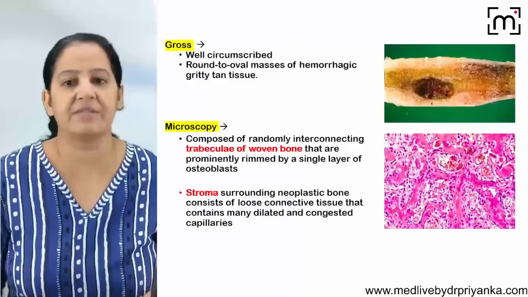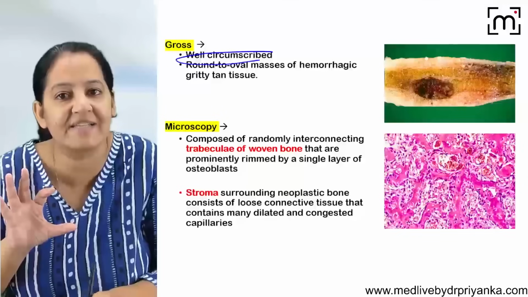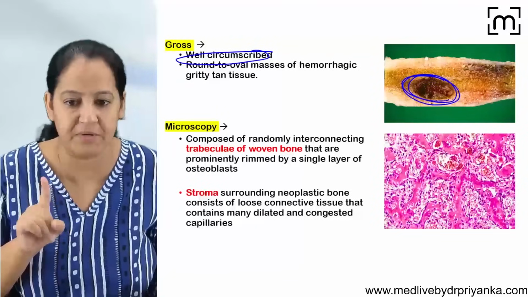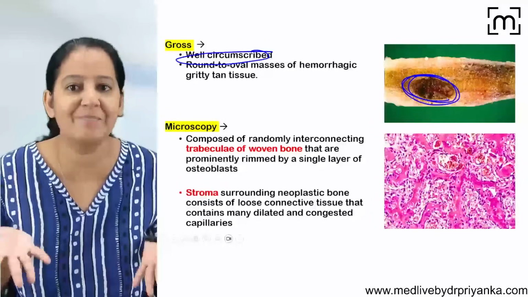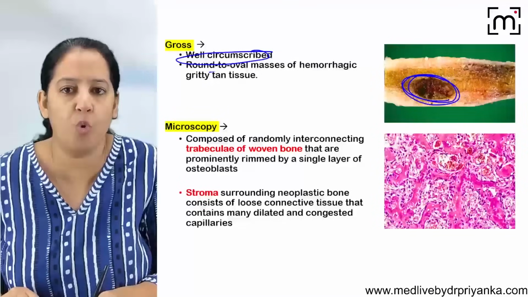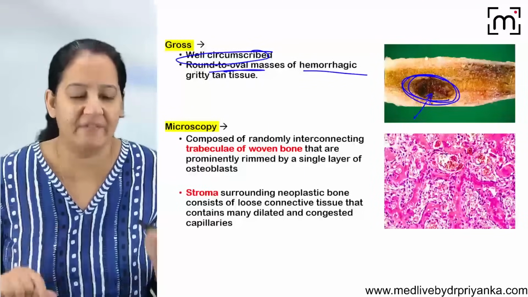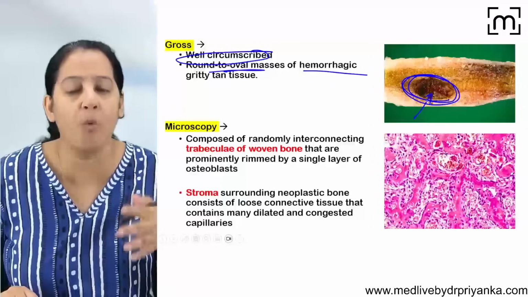Coming to the gross appearance of this tumor. Grossly, it is very well circumscribed. Can you make out the borders? So I can make out the boundaries or the borders of the tumor. It's well circumscribed since it's benign, not malignant. It is round to oval in shape. And it is having a hemorrhagic tan, hemorrhagic gritty tan. If you feel it, it's gritty in nature because it is a bone forming tumor.